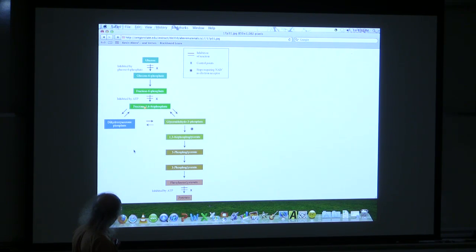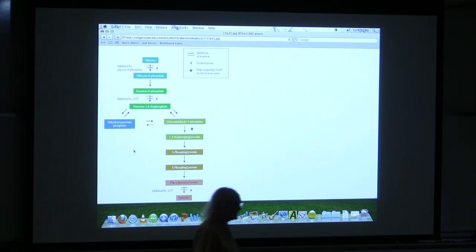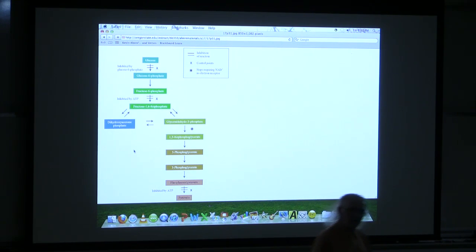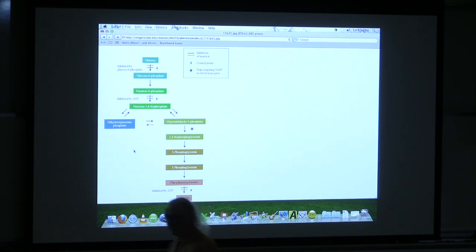Fructose 6-phosphate going to fructose 1,6-bisphosphate. This was the enzyme PFK that I told you was very important. I said it was probably the most important regulatory enzyme in glycolysis. And I said regulation is really critical because if we don't control this pathway, we're in trouble. Well, when do we want to stop this pathway?